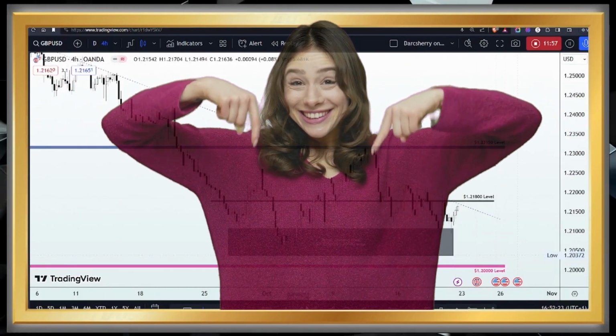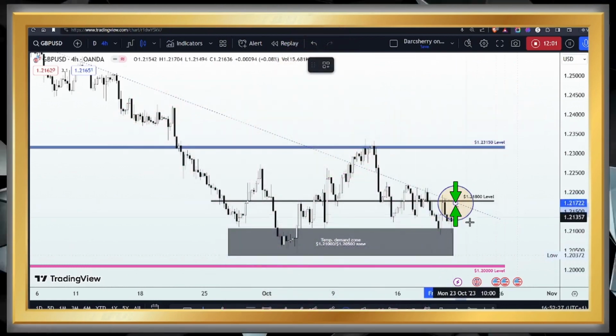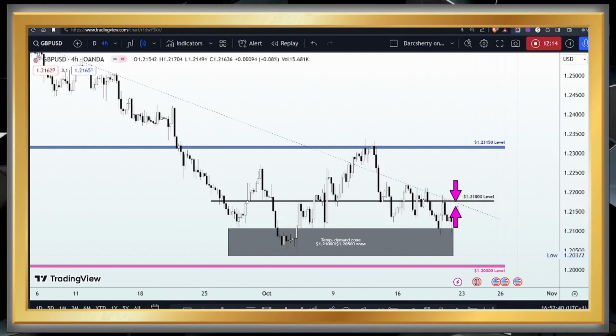So I will be pausing the video here at this juncture, but trust me, I will be with you in the comment section on Monday morning after monitoring how participants in the market will be reacting to the structure around the 1.218 and of course the descending trend line to give us a clue into what direction we shall be going.